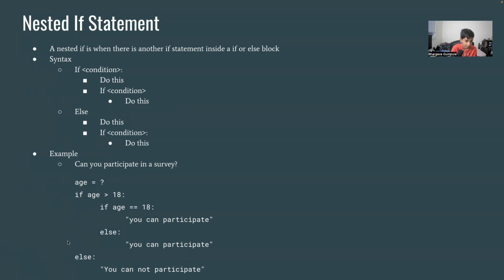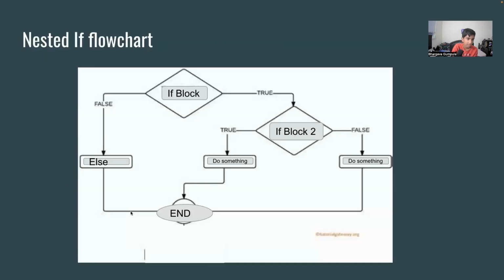Else you cannot participate. But let's say our age is 19. If age is greater than 18, which it is, it goes into this if else. If age is equal to 18, you can participate. Otherwise, you cannot participate. No, you can participate either way. So if we're 19 and we're not equal to 18, it skips it. So here's a nested if flowchart.